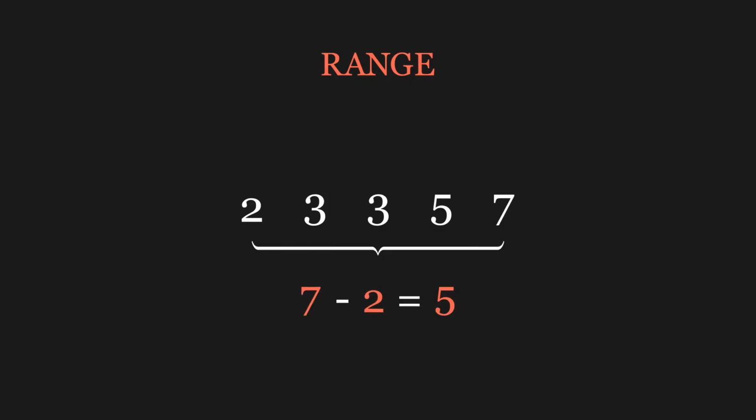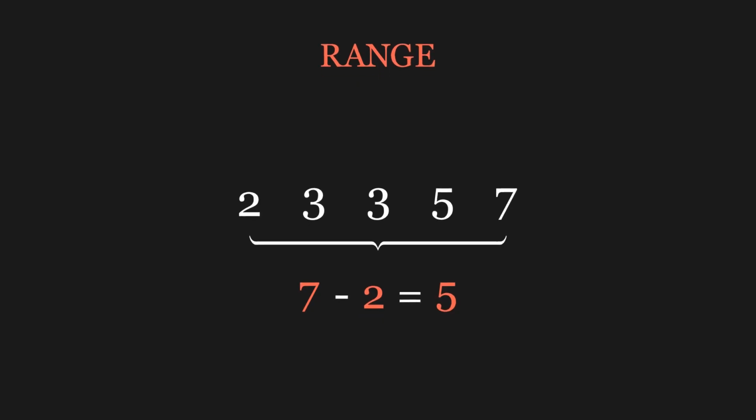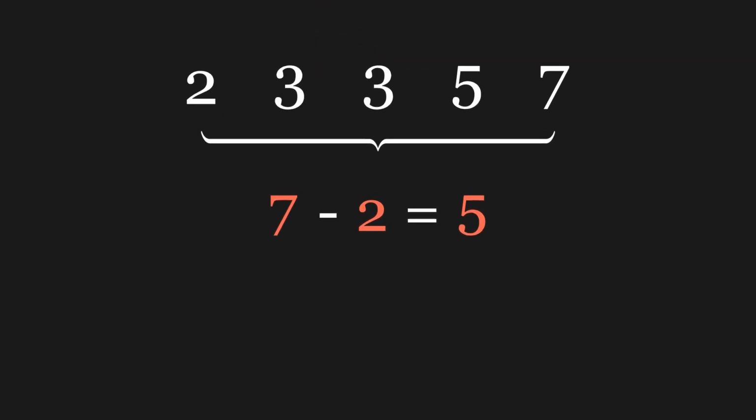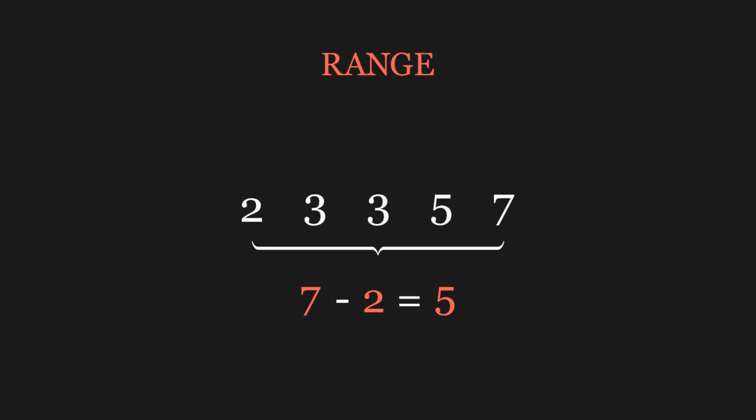Last one, the range. The range tells you how spread out the data is, and it's the easiest calculation of all. Just subtract the smallest number from the largest number. Our largest value is 7. Our smallest is 2. 7 minus 2 is 5. So the range is 5.